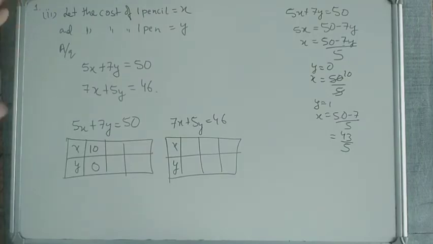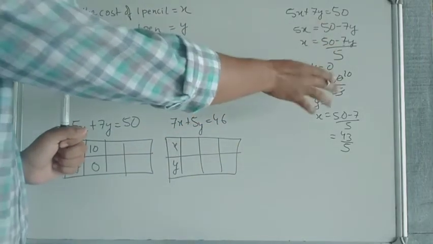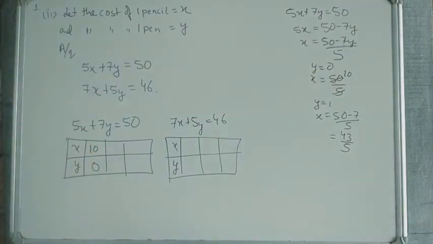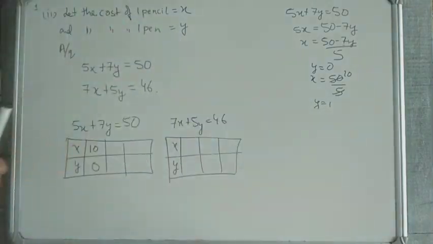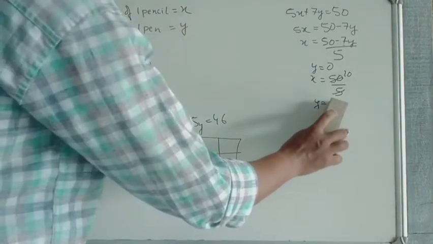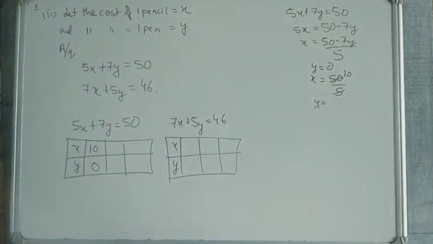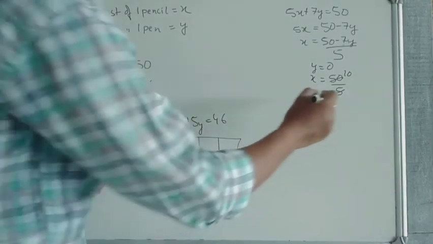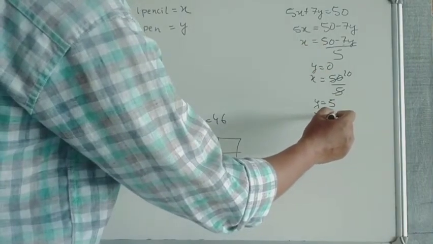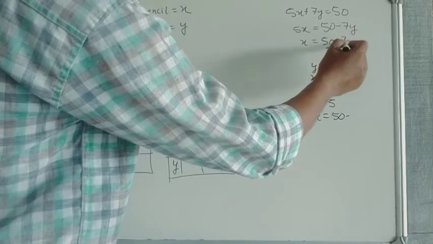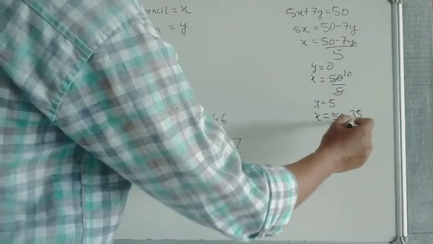We have to take some different number so that it gets cut properly. What kind of numbers we take depends on the equation. So y equal to what will you take, so that it becomes easy for you to solve? It will be easy if you take 5. So x will be equal to 50 minus 7 into 5, 35 by 5.